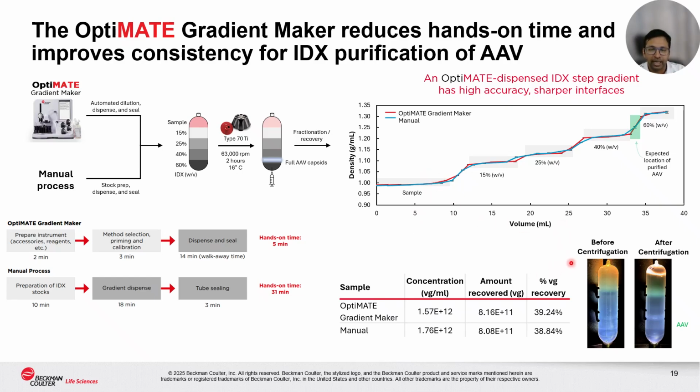And once we recover samples after ultracentrifugation at the 40/60 interface, we look at just the efficiency of viral genome recovery, and that stands at around 39% with both the manual as well as the OptiMATE Gradient Maker method. And this number also stays fairly in line with what we would expect from my first step purification of AAV capsids.